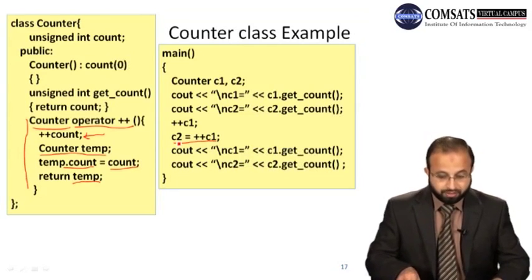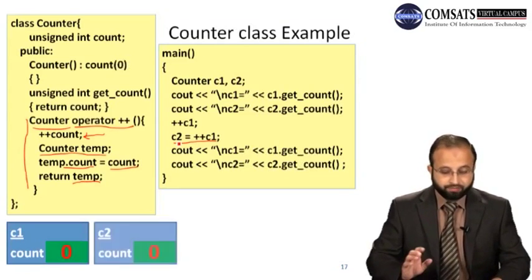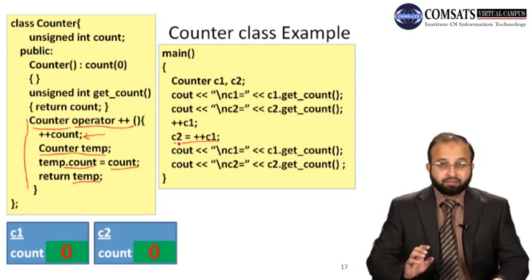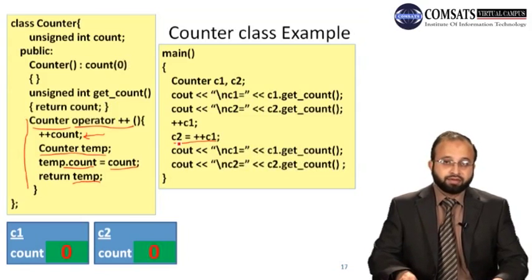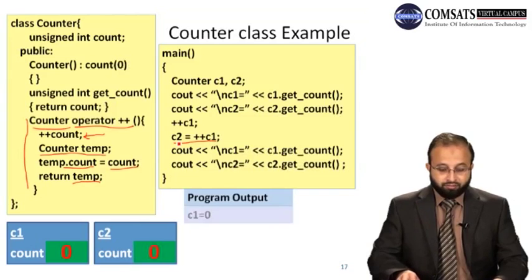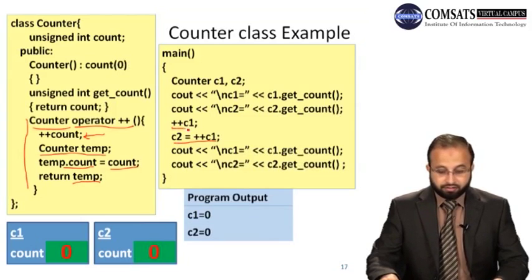So let's execute it step by step. First it will create two objects, right, and assign the value 0 to the private data member of these two objects, that is count, and then we have C1.getCount and C2.getCount getter functions that get the value of the private data member of C1 and C2 objects. Now the program output would be C1 is equal to 0 and C2 is also equal to 0. Initially they are 0.